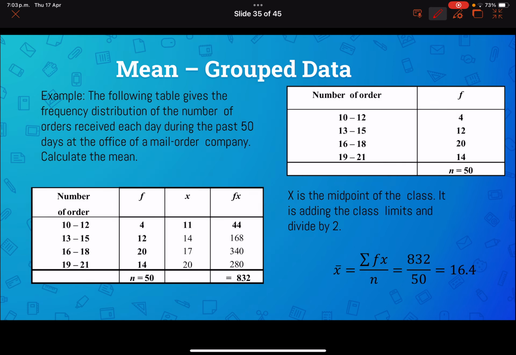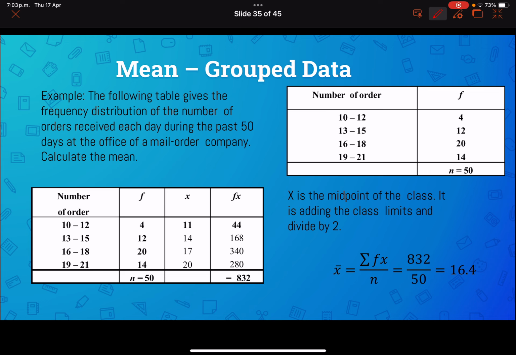One of the things that we can do when we have grouped data in a frequency table is getting the mean. Remember that the average number is always a very important number. In this case, we want to know the mean, and we do not have the raw data. We already have a frequency distribution table. It says: the following table gives the frequency distribution of the number of orders received each day during the past 50 days at the office of a mail order company. Calculate the mean.